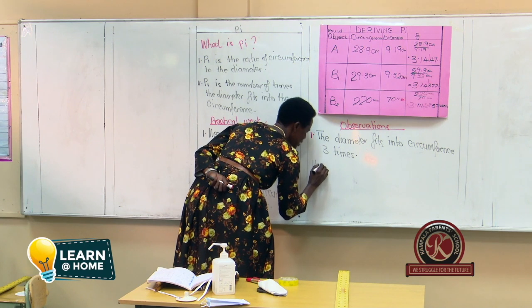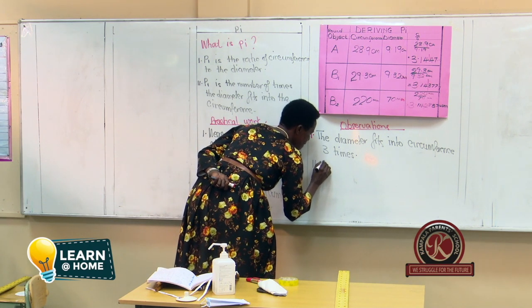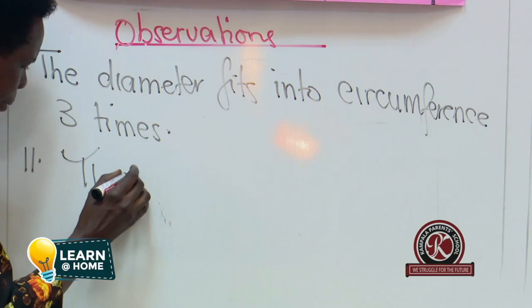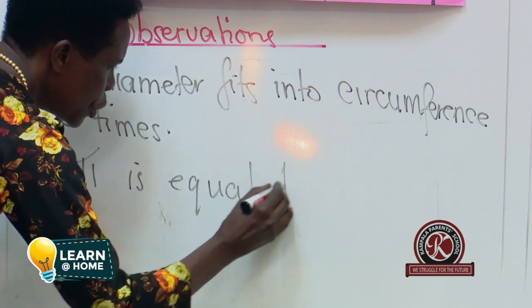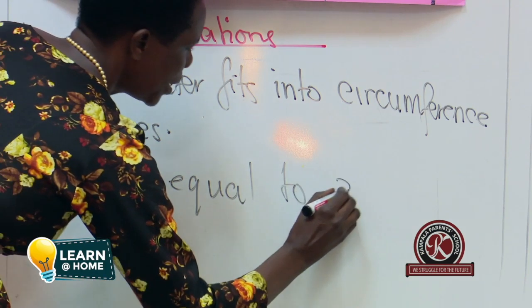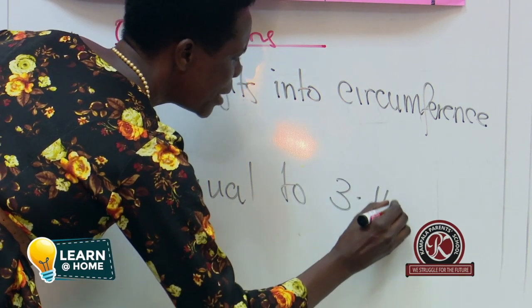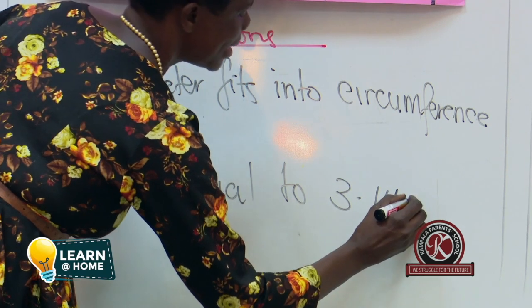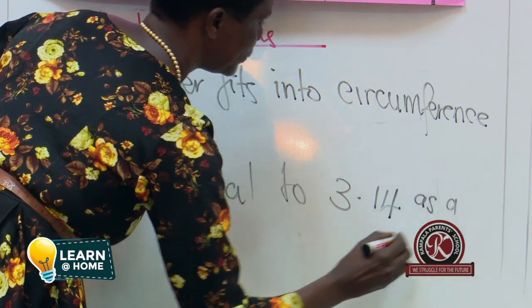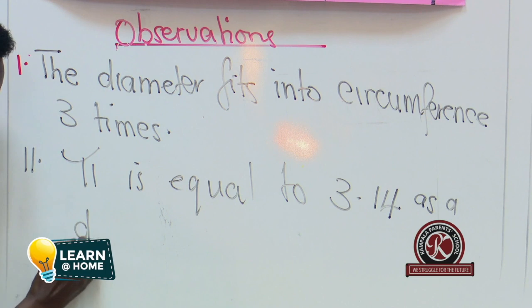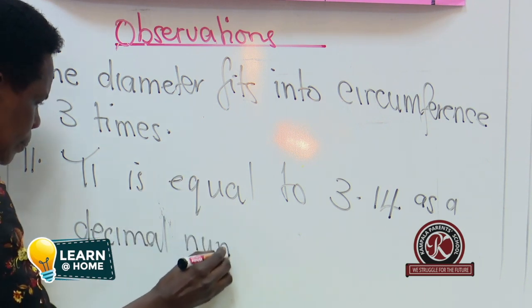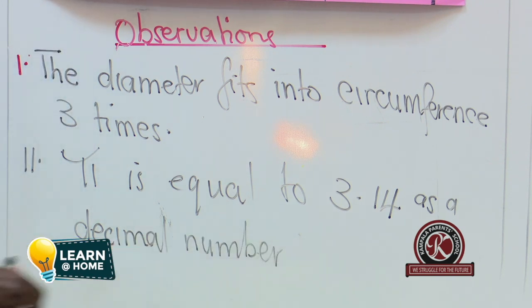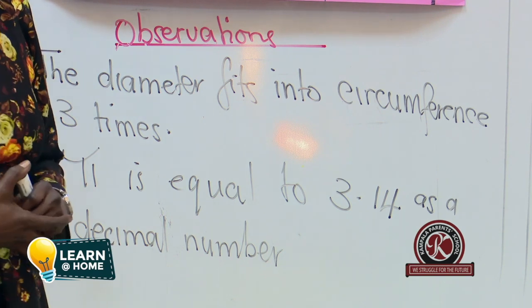I'm going direct now. Pi is equal to 3.14 as a decimal number.